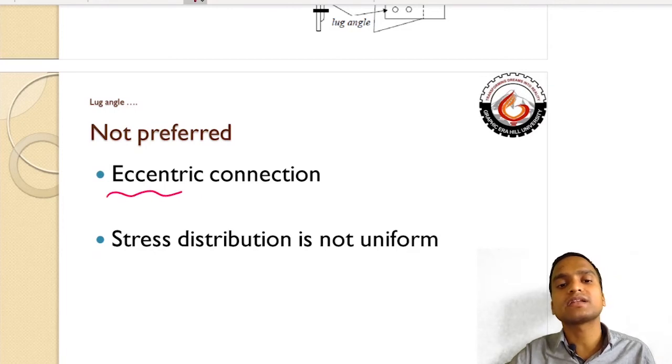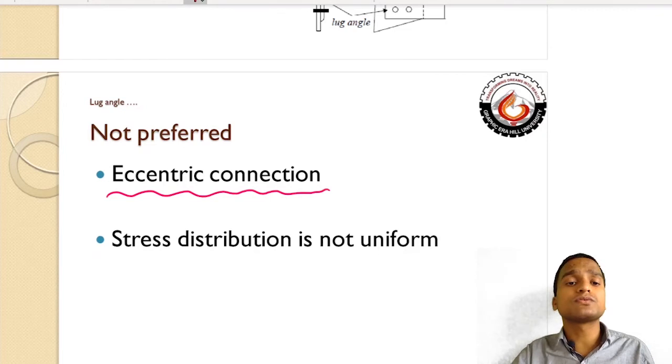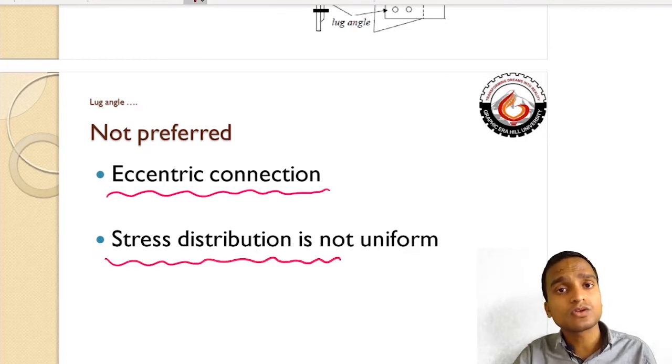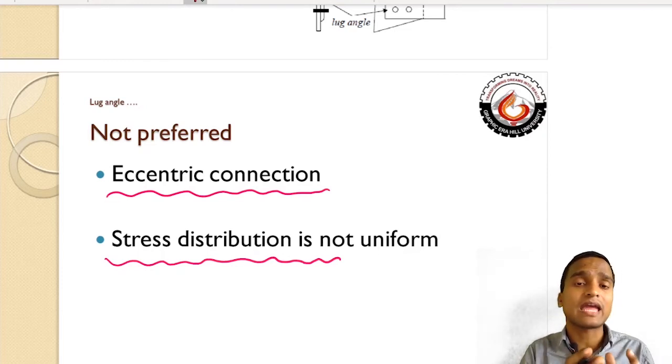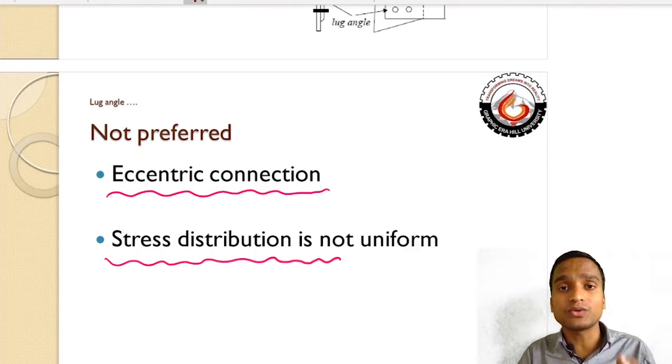and in eccentric connection there is unnecessary development of bending moments, and also development of non-uniform stress distribution. So what happens is stresses start accumulating at the joints, due to which stress concentration really increases and there are chances of failure at the joints. Okay. So this is not much preferred, but many a time it is used.